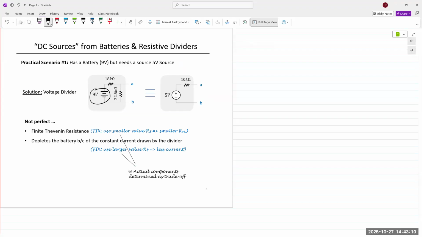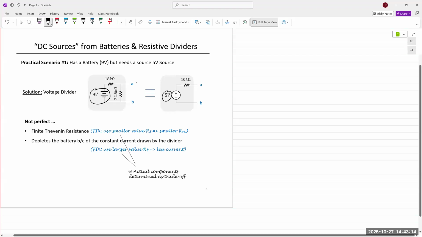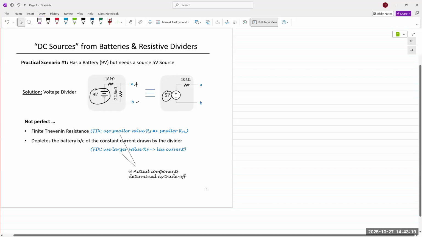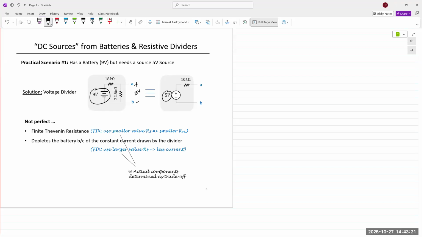In this example, the output was a 5-volt source, meaning between terminals A and B, we would obtain 5 volts because of the voltage combination of 18 and 22.5K. Okay. Even though there are measurement terminals A and B, the two resistors are still in series. Okay. So from the perspective of the voltage source, the two resistors are in series.